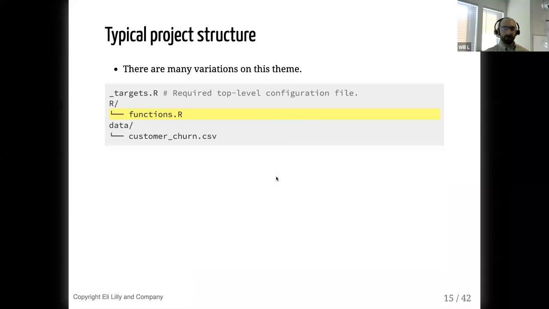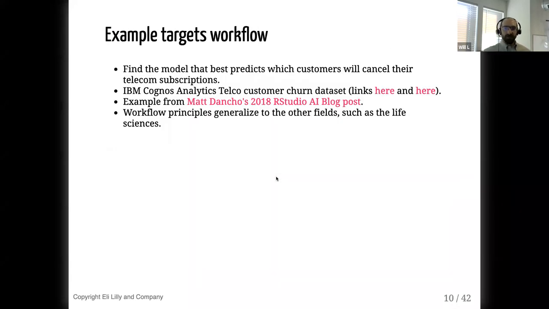The workflow that we're going to use is, and so that's some general background. We're going to apply these concepts and start using targets on this example machine learning workflow from Matt Dancho's 2018 RStudio AI blog post. This blog post came out right around the time that the Keras R package and TensorFlow R package came out to demonstrate this new machine learning functionality in R. And it's a great use case, especially pedagogically. And it generalizes across fields. And so that's what we'll use today.